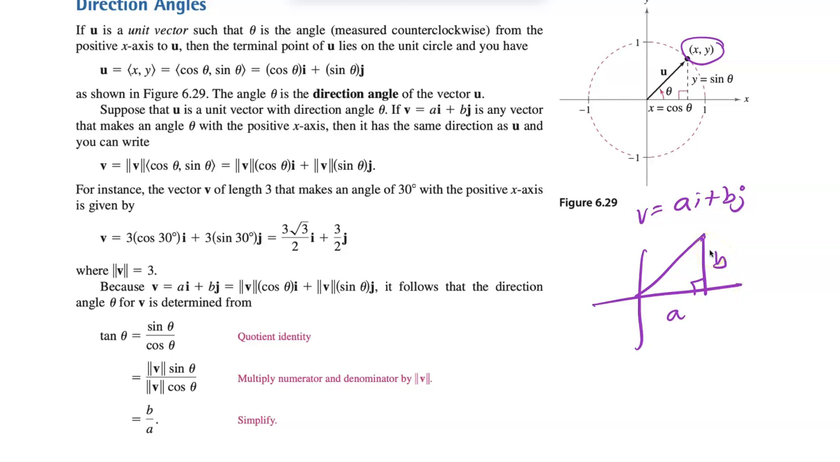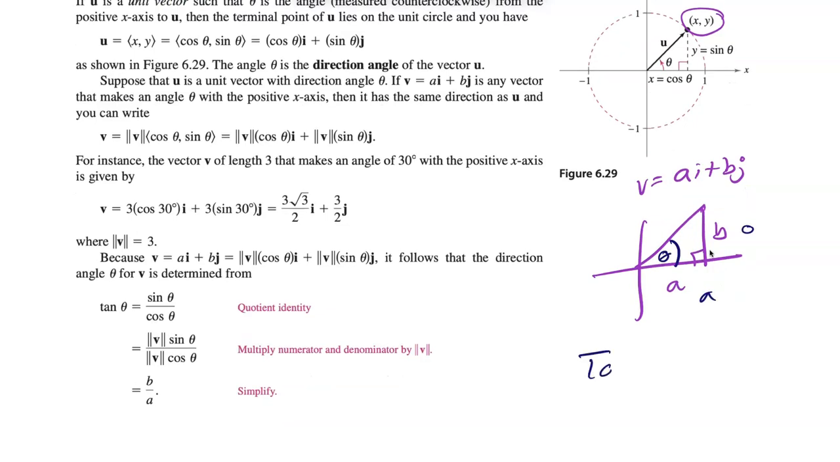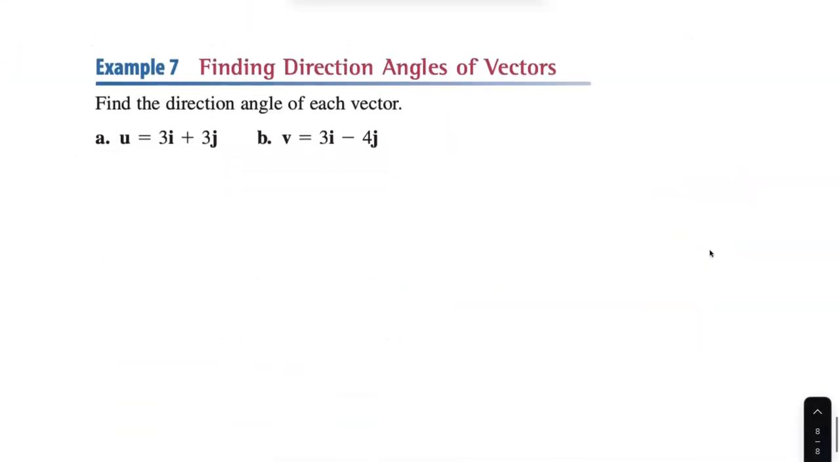How do you find the angle? That's just tan, opposite over adjacent. So tan of the angle is going to equal b over a, which is just the y component of the vector over the x component of the vector. And that's it. So let's find the direction angle of some vectors real quick.